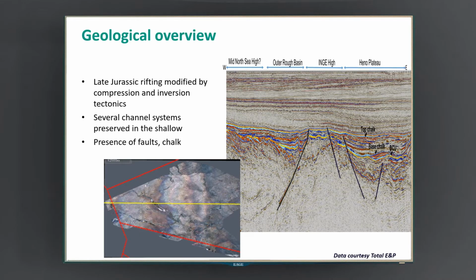As per the geology, the dominant structural style of this area is the late Jurassic rifting modified by the compression and the inversion tectonics. There are several channel systems that are preserved in the upper 500 meters of the strata and, as can be seen from the depth slice here, these channels vary from simple linear systems to more incised sinuous systems. To further add to the complexities related to imaging, we have the presence of chalk and faults as shown in the seismic section here.